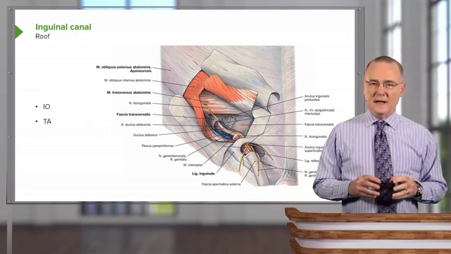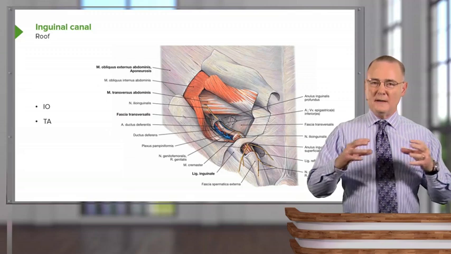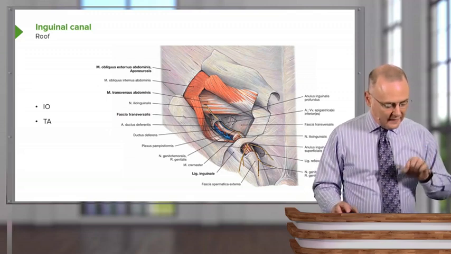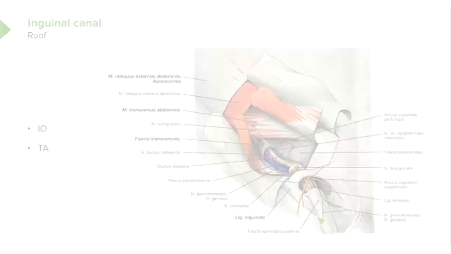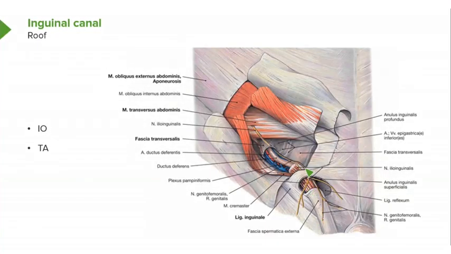The roof of the canal has been opened up, so we're looking down into the canal yet again, but the roof of the canal will be formed in part by your internal abdominal oblique, which is reflected here, and then your transversus abdominis that we see at this level.